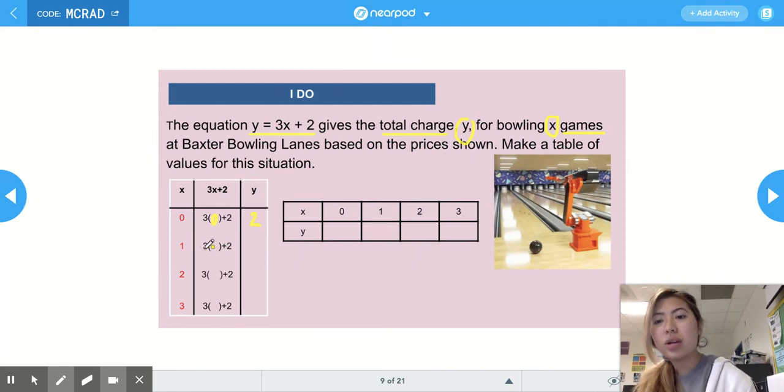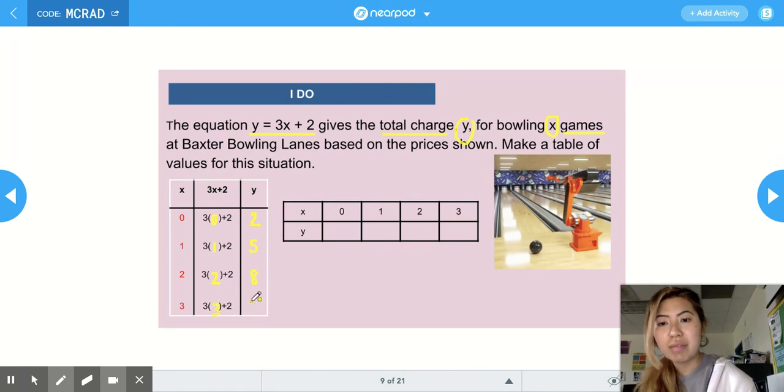When x is 1, I'm plugging in the 1. So we have 3 times 1 plus 2, which is 5. When x is 2, I'm plugging in the 2 into the equation. So we have 3 times 2 plus 2, which is 8. And when x is 3, I'm plugging in 3 into the equation. So we have 3 times 3 plus 2, which is 11.